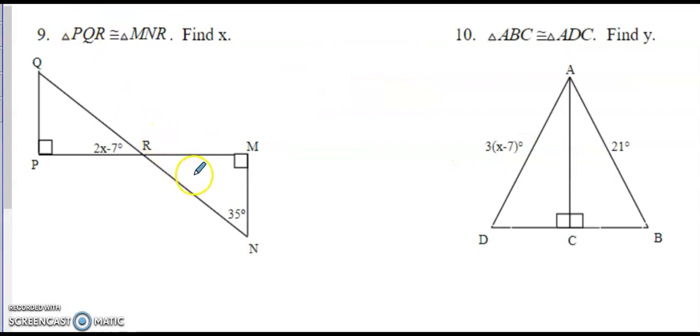In problem 9, this angle here and this angle here are congruent. We're already told the triangles are congruent, so we don't need to worry about trying to prove that. Since this angle is 35, this angle here has to be what's left of the 90, which makes it 55. So this angle 2x minus 7 has to also be 55 degrees since these are vertical angles. So if I take 2x minus 7 and set it equal to 55, and then add 7 to both sides, that makes 2x equal 62.